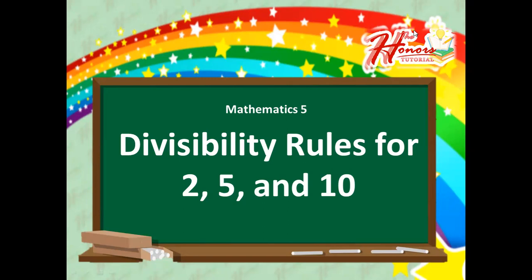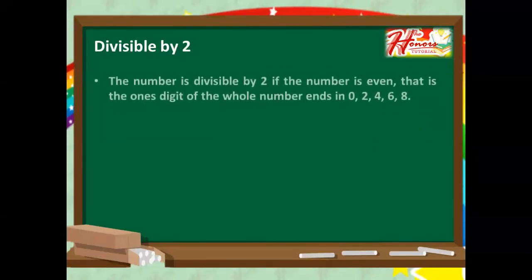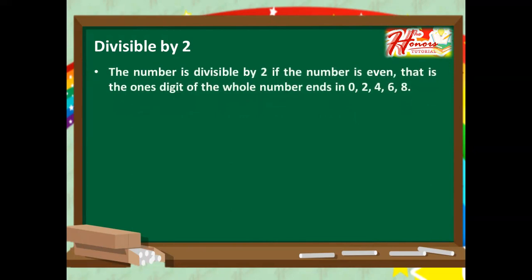Our topic for today is about divisibility rules for 2, 5, and 10. This is under Mathematics 5. Let us have divisibility rules for number 2. The number is divisible by 2 if the number is even. That is, the ones digit of the whole number ends in 0, 2, 4, 6, and 8.